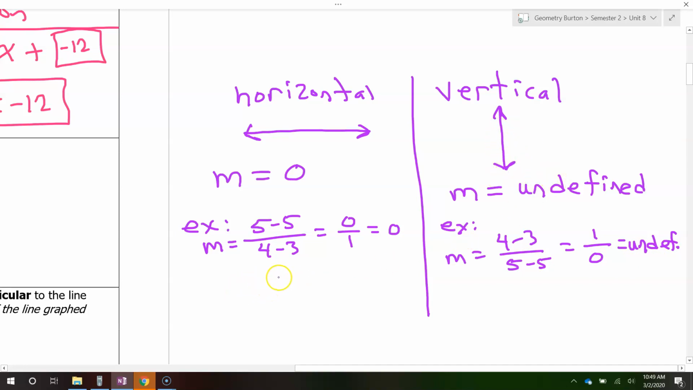Now, there's one other thing you need to know. Horizontal lines have equations like this. Y equals a number. So there'll be equations like y equals 3 or y equals 2. Vertical lines have equations like this. X equals a number. Okay?